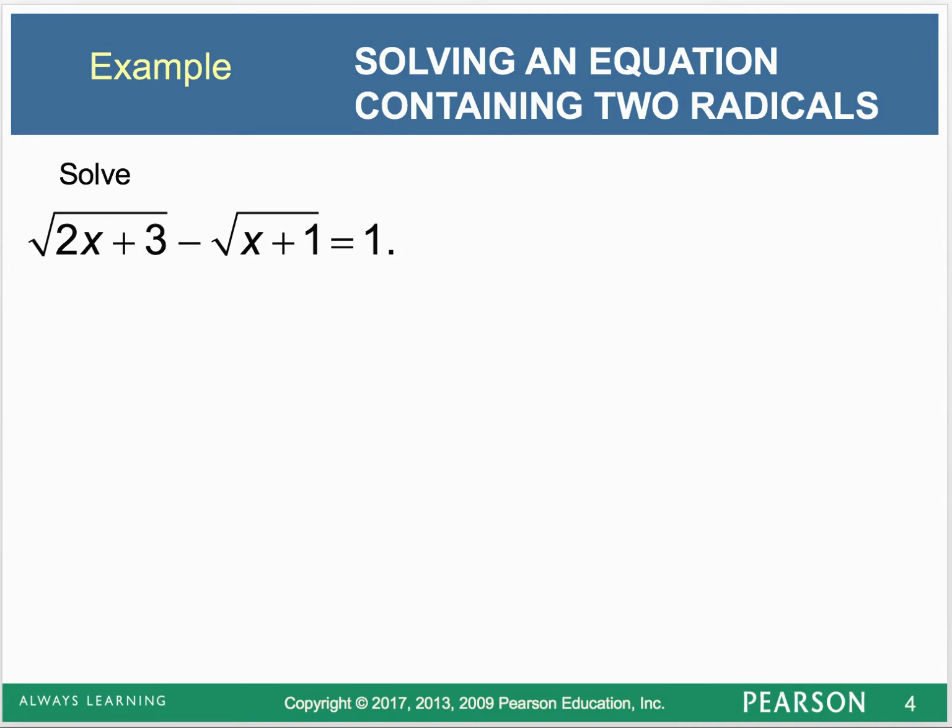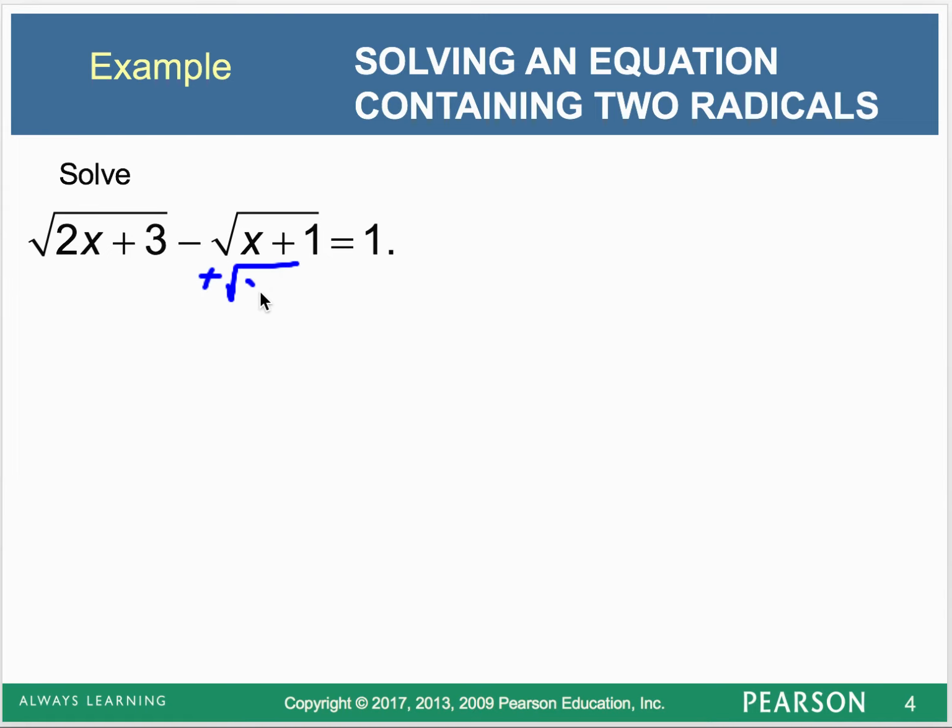Okay, two radicals in this one. We can only get rid of one at a time. I have to isolate one, it doesn't matter which one. I'm going to leave this one by itself just so it'll be positive, right? But it doesn't matter which one.